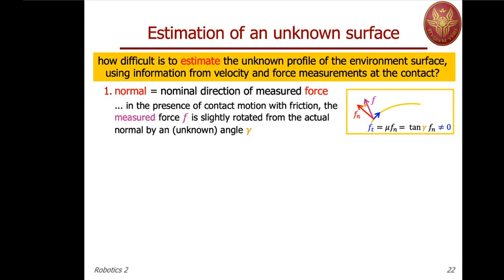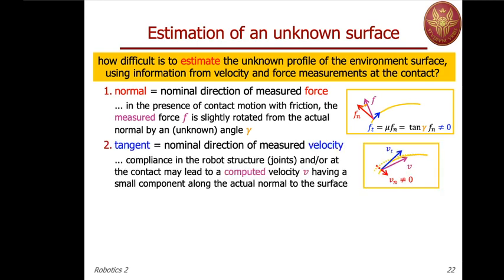So should we use the measurement F in violet to understand what is the normal to the surface? This would be wrong in this case, because the normal is in fact the red arrow. On the other hand, with the velocities, we assume that the tangent direction is the nominal direction of the measured velocity, so the tangent of the surface should be there. But because of the associated compliance that we mentioned, what we actually compute from measurement is a velocity, the v in violet, which is pointing inside the surface.